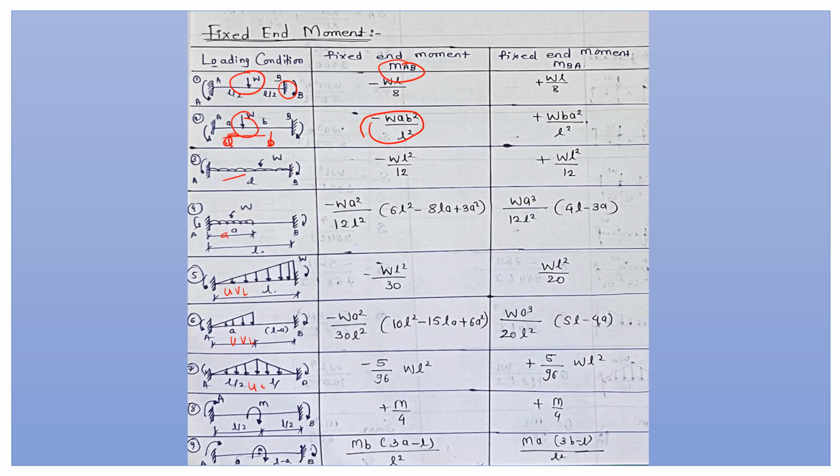Then next, the fixed beam subjected to a movement about its center, and next, subjected to a movement that acts eccentrically on the beam. So these are the fixed end movements for support A and support B, and all these fixed end movements are important, and most of the questions are asked from this part. So the first, then third and fifth, and this second, these are the four conditions. The four formulas are important.